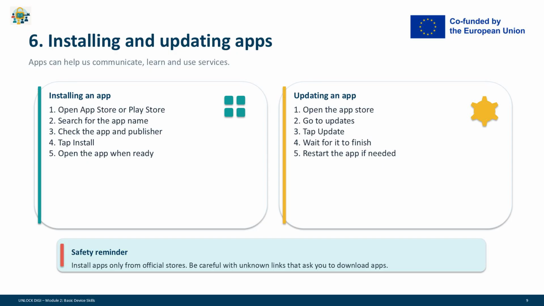Updating apps is also important. Updates can fix problems, improve safety, and add new features. To update an app, open the App Store, go to Updates and tap Update. A safety reminder. Install apps only from official stores. Be careful if a message or unknown website asks you to download an app. If you are not sure, ask someone you trust.